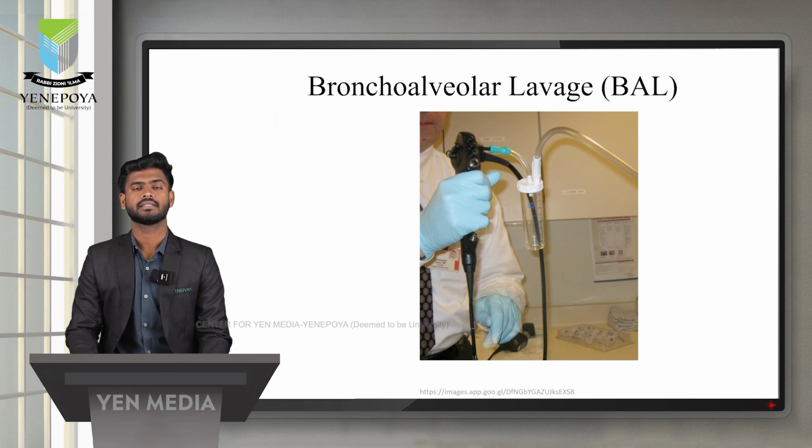Bronchoalveolar lavage. In this image, you can see the bronchoscope is connected with a mucus extractor, where normal saline is instilled into the patient's airway and is aspirated, and it will be collected in the mucus extractor and given for sample testing.